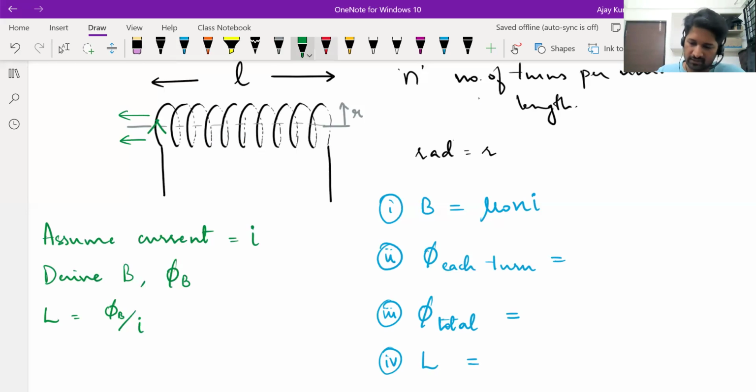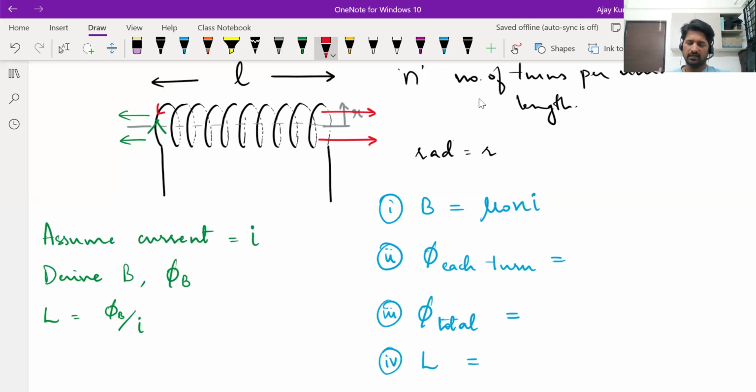But if current flows the other way, say downwards, then it will be produced to the right. So it can be produced either way, depending on how the current flows. But it will be parallel to the axis of the solenoid. Why we are bothered about direction of magnetic field is because we need to calculate the flux now.